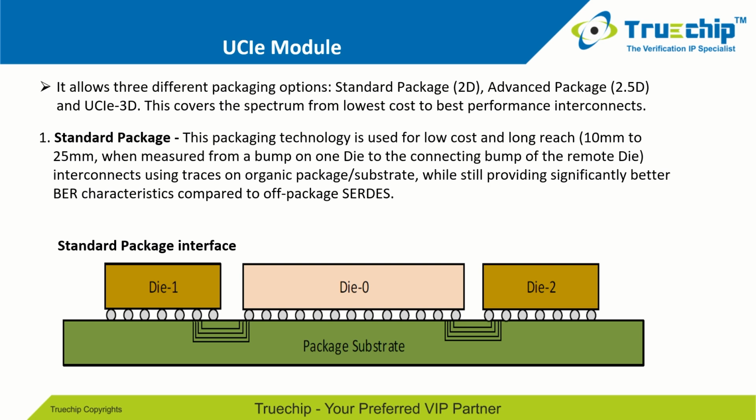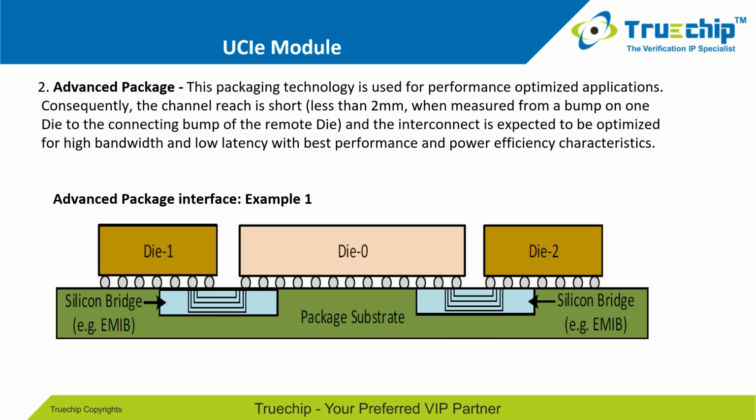compared to off-package SerDes. So the second package, which is called advanced package, this packaging technology is used for performance optimized applications. Consequently, the channel reach is short and the interconnect is expected to be optimized for high bandwidth and low latency with best performance and power efficient characteristics. So here are some examples of advanced package interfaces.